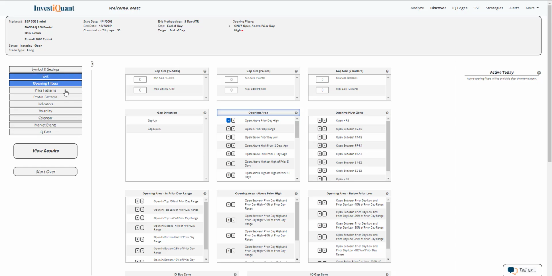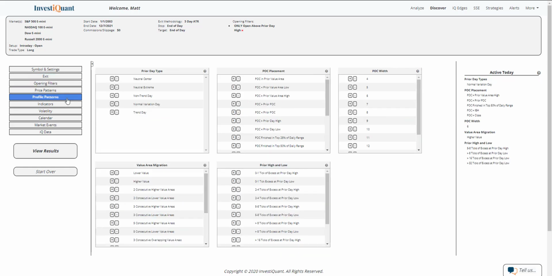The next thing I'm going to add is from the profile patterns. This is market profile patterns that we have available here within Discover. I'm going to say that we had higher value yesterday. So if you're not familiar with what that means, it basically means the bulk of trading in yesterday's session was higher than the bulk of trading from the prior day session.